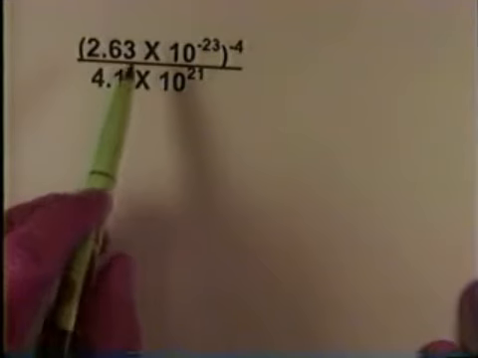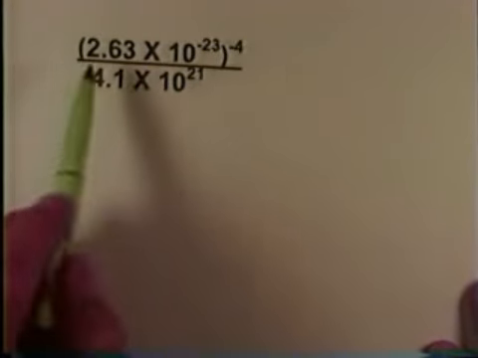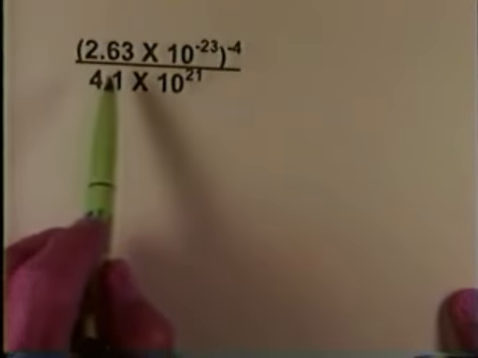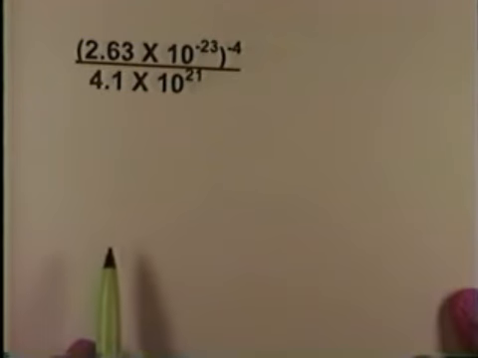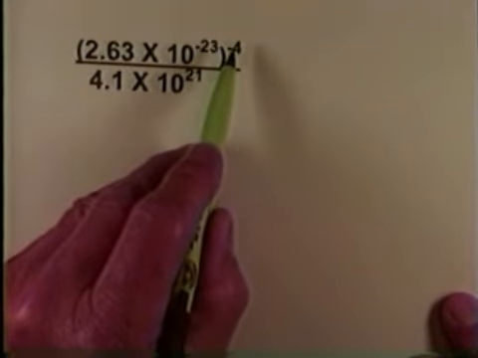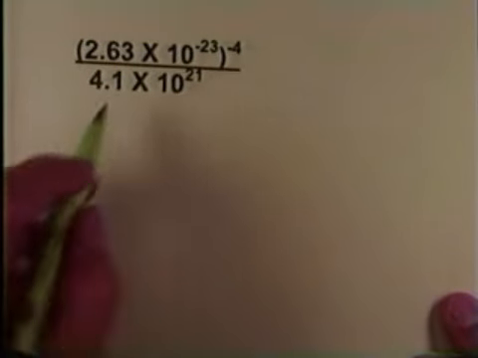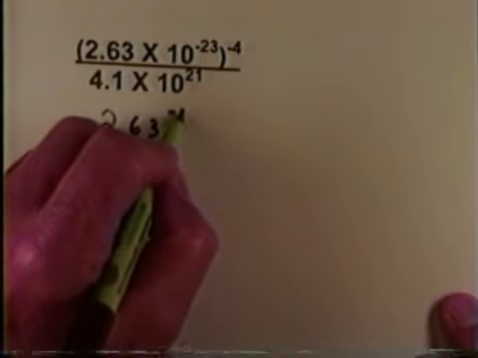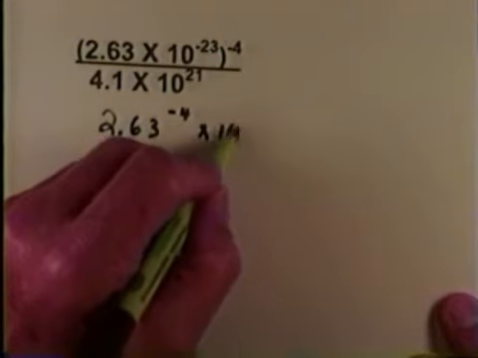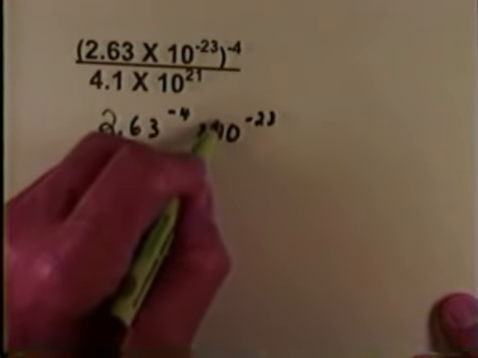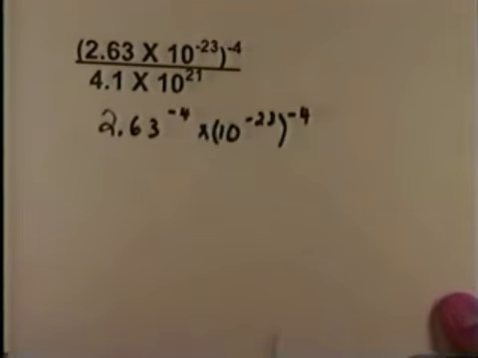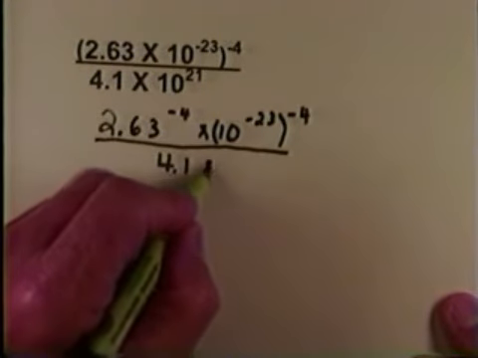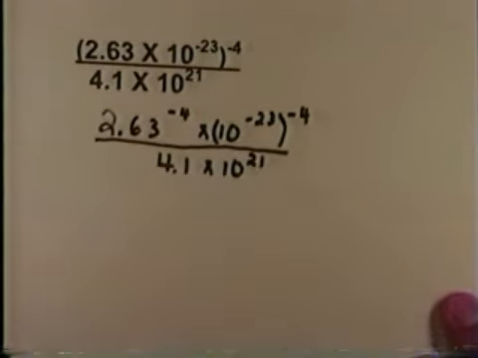Now let's look at a problem in which we combine raising a power to a power with division. Of course, based on the order of operations, we do the exponents before we do the division. So I'm going to raise a power to the power first. Now this negative 4 exponent applies to both factors in the parentheses. So I can write it as 2.63 to the negative 4 times 10 to the negative 23 to the negative 4. And then of course that would be divided by 4.1 times 10 to the 21.